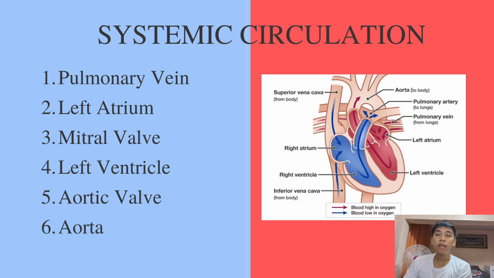After filling the left ventricle with oxygenated blood, another valve will open, which is the aortic valve, allowing the oxygenated blood to go to the aorta. After that, the aortic valve will now close to prevent oxygenated blood from going back to the left ventricle. Oxygenated blood is now in the aorta, which is the human body's largest artery, to distribute oxygenated blood to the parts of our body. And that is the end of the systemic circulation.